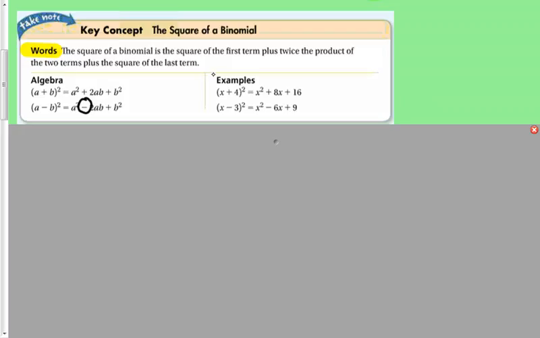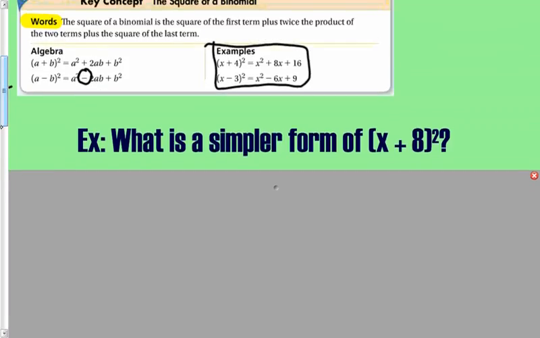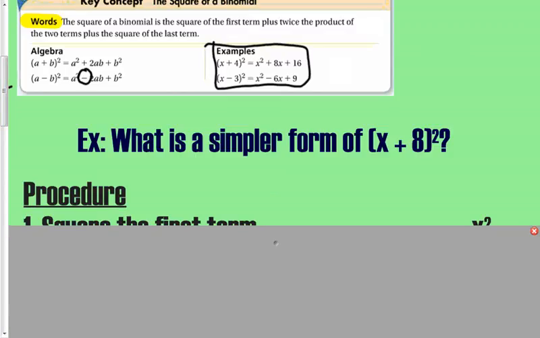Here are examples that you may want to write down that actually have numbers and variables in them. And you can see it there too. But what I'd like to do is go through this example here, very similar to the one right above. Let's go through the simpler version of x plus 8 squared. So here's the procedure.